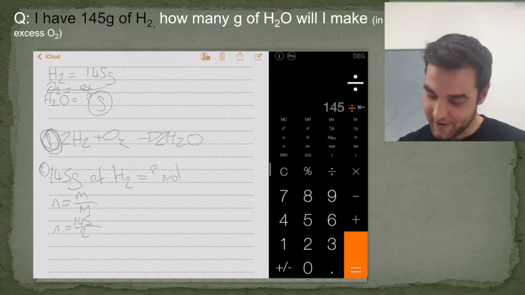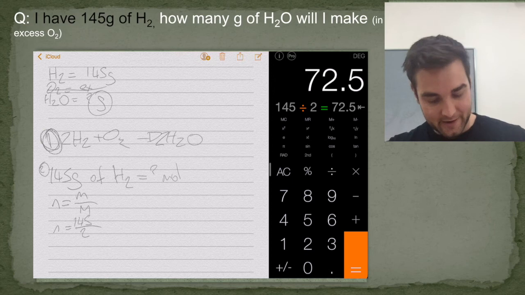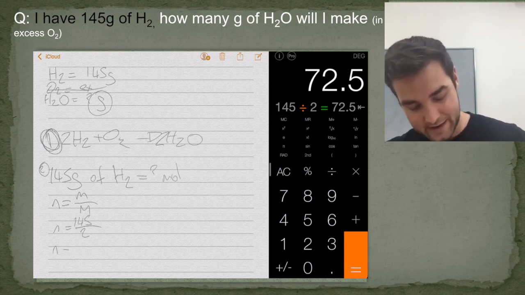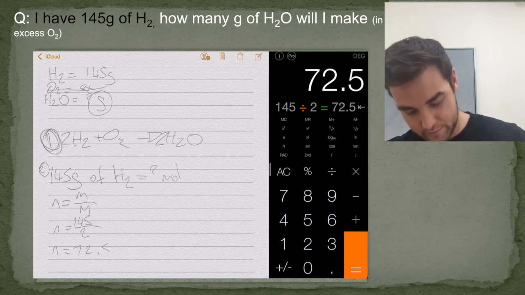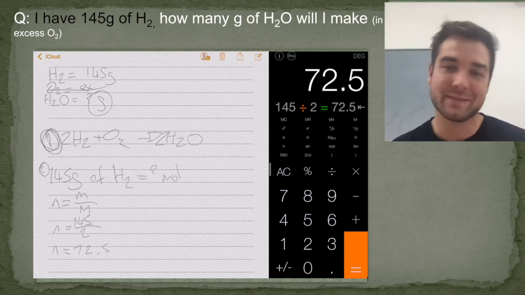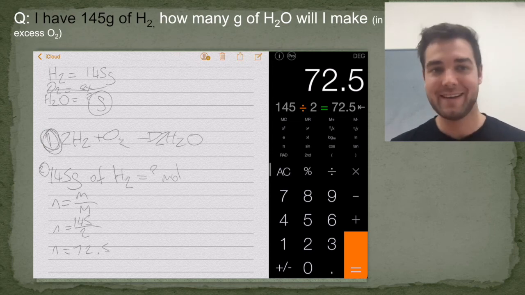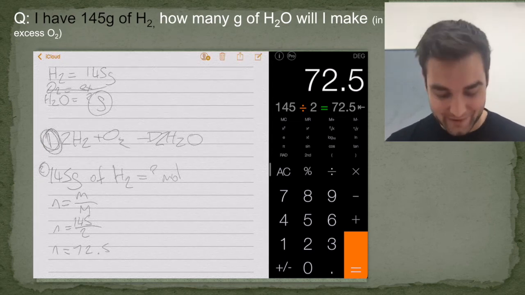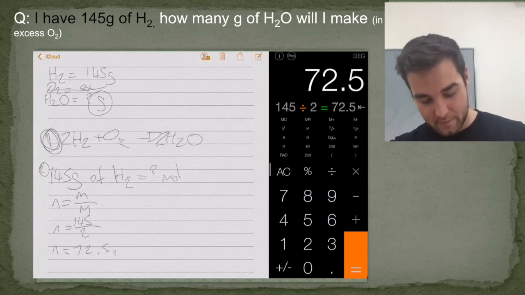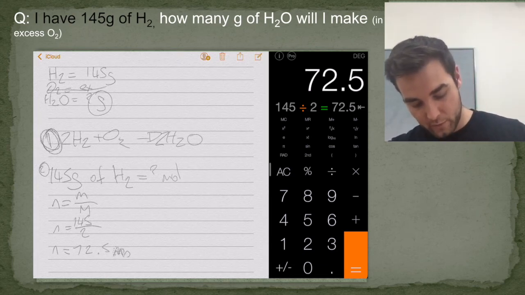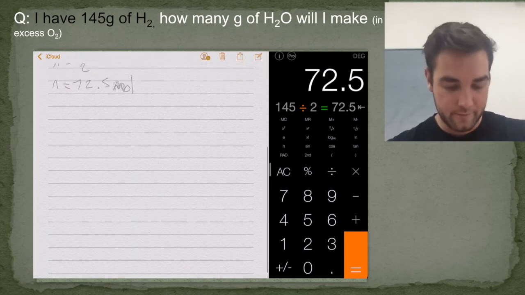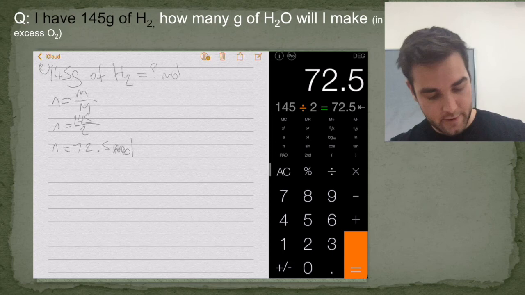145 divided by 2. Okay, so if I have 145 grams of hydrogen gas, I have exactly 72.5 moles. So 72.5 times 6.02 times 10 to the 23rd hydrogen molecules. That's a crazy amount of molecules. Okay, so that's how many moles I have. Let me just write moles there. That's how many moles I have. Let's hope the screen doesn't do any funnies on me as before.